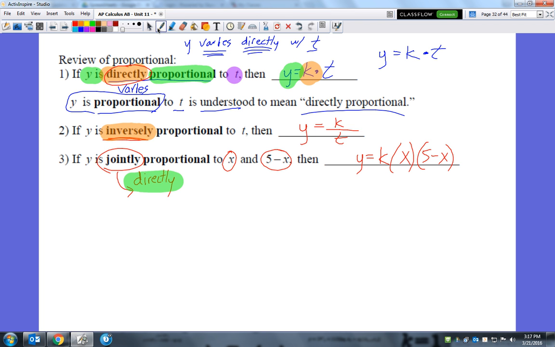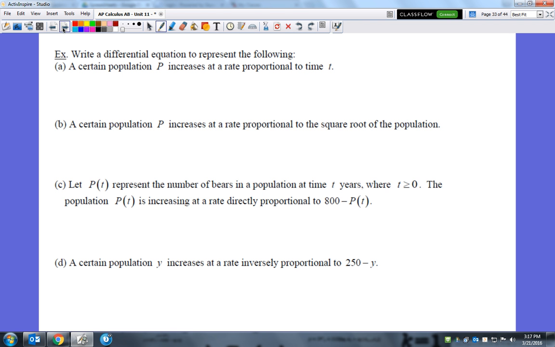That's just a quick review so that we know how to write things as far as when we read the question. For example, write a differential equation to represent the following. A certain population P increases at a rate. So right there, it's not saying P. Because it said the rate, and the rate is associated with P, we're already going to say that is called dP/dt.